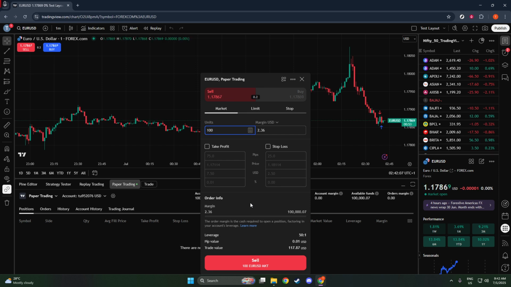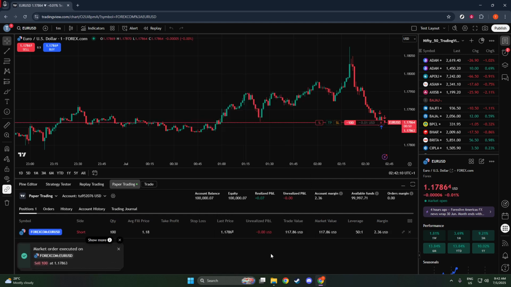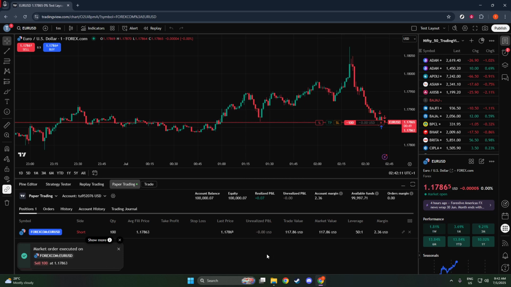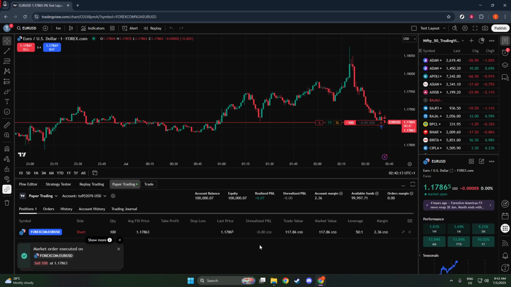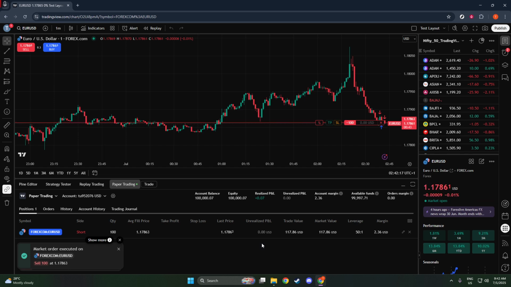Once you have your order type and quantity set, the final step is to click Sell to simulate entering a short position. After you've clicked Sell, your position will appear on the chart and in your trading log as a negative value. This indicates your short position, and from here, you'll want to monitor how it performs.